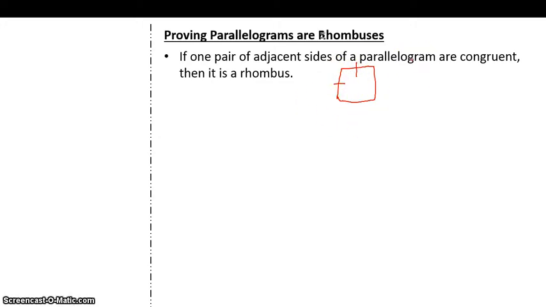Because if it's a parallelogram, like they say it is, opposite sides are congruent. So if that's a single slash, this would be a single slash. These opposite sides would be congruent. So if this is a single slash, this would also be a single slash. So that's a rhombus. A rhombus is a quadrilateral with 4 congruent sides. More specifically, it's a parallelogram with 4 congruent sides.